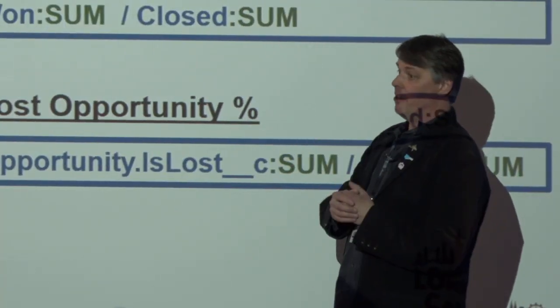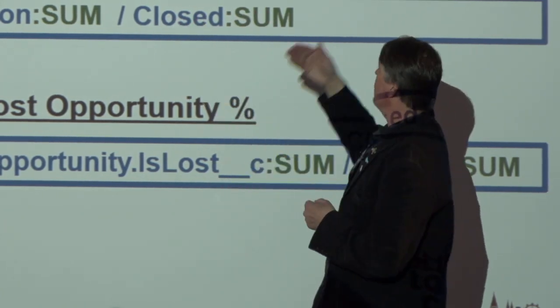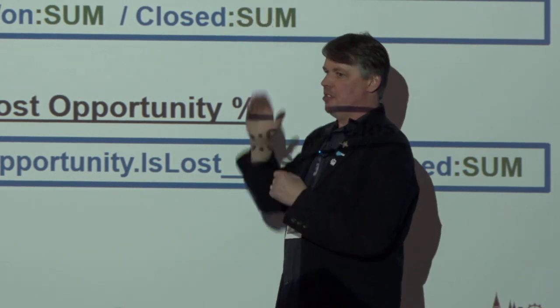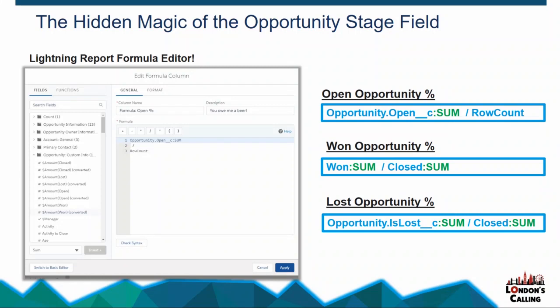In an opportunity report, you can create a report summary formula, and using our open checkbox field that we just created, we can divide the sum of open, which will be Salesforce adding up all those little 1s and 0s in our checkbox field, and adding up all those 1s and simply dividing it by the row count in the report. Now we can get the percent of opportunities that are open.